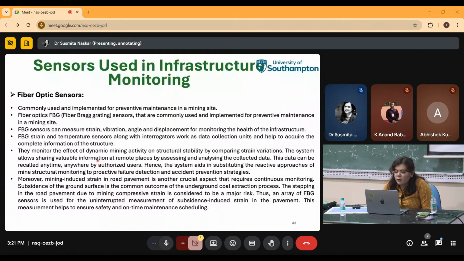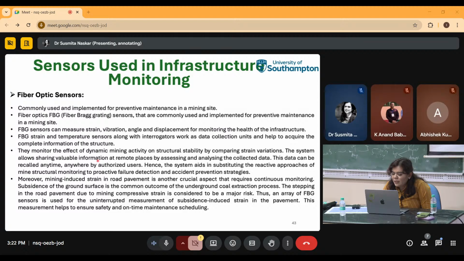So if you look into these fiber optic sensors, especially the FBG one, here we are talking about the fiber Bragg grating sensor. FBG is one type of fiber optic sensor. FBG offers very high precision remote monitoring, and it also gives real-time data acquisition. This makes them invaluable for predicting failures, ensuring safety, as well as optimizing the maintenance schedule in mining and other infrastructure projects.